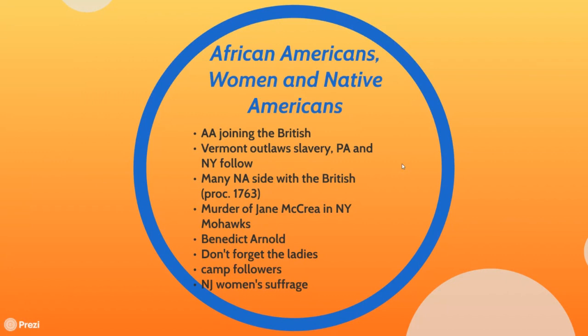Many Native Americans in this effort are going to side with the British because of the Proclamation of 1763, which protected the interior from colonists taking their land. And they're tired of losing. Unfortunately, they lose this one too. And it doesn't bode well when there's a raid in New York and a family is killed, including a woman, Jane McCrea. It's pretty brutal in that the whole family, women and children, are killed, and she is scalped.